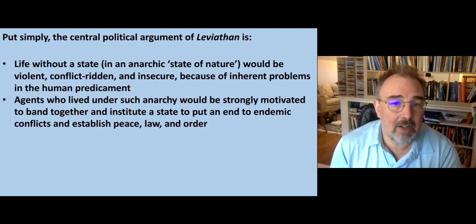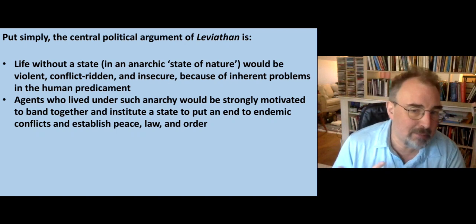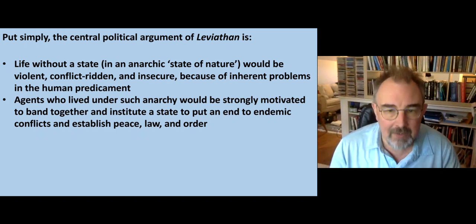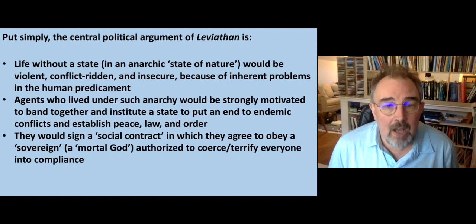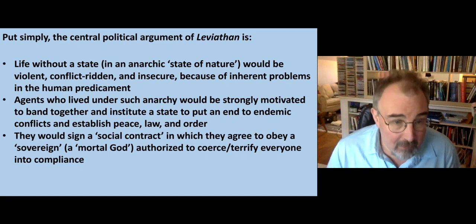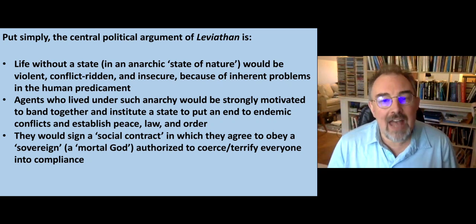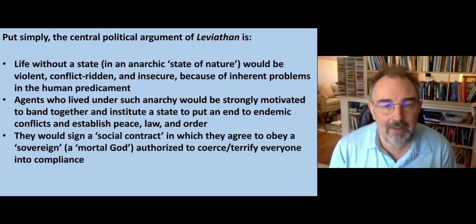Agents who lived under such anarchical conditions would find them intolerable and would accordingly be strongly motivated to band together and institute a state to put an end to their endemic conflicts and establish in their place peace, law, and order. They would sign, Hobbes is going to argue, a social contract, in which they agree with each other to obey a sovereign, which becomes, of course, the state, what Hobbes sometimes calls a mortal god, that is thereby authorized to coerce and terrify everyone into compliance, and thereby to establish law and order.